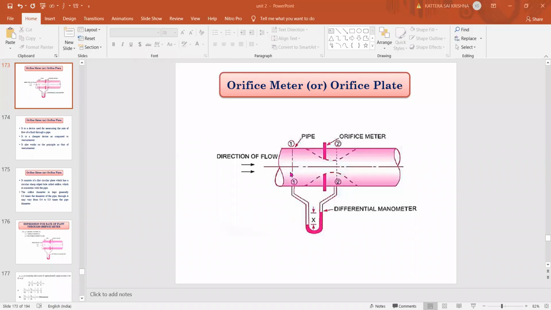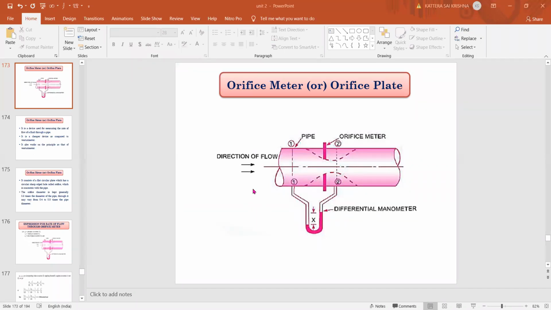The next topic which we are going to learn is the orifice meter. We have seen this already in our lab experiment, where we found the coefficient of discharge for an orifice meter. Now, on the same topic, we are going to solve some problems on the orifice meter. So first we need to know what an orifice meter is.